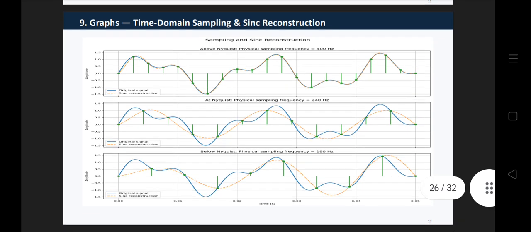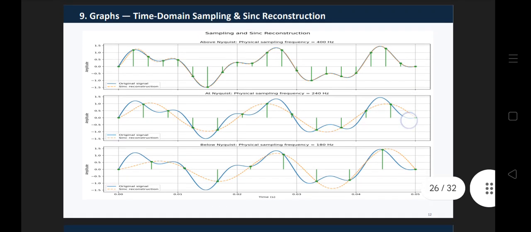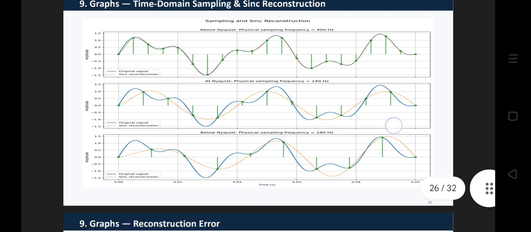Here is the graph: time domain sampling and sinc reconstruction. This page summarizes the three time domain cases. At 400 Hz, the samples are sufficiently dense and reconstruction is close to the original. And you can see that at 240 Hz, the system operates at the theoretical boundary. And at 180 Hz, the samples are insufficient to uniquely represent the highest frequency component, resulting in aliasing.